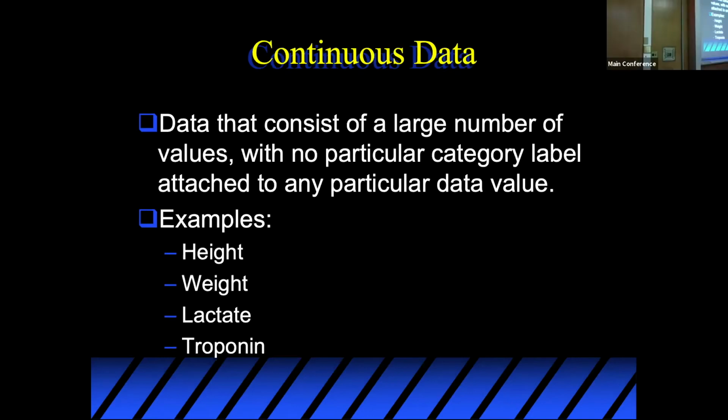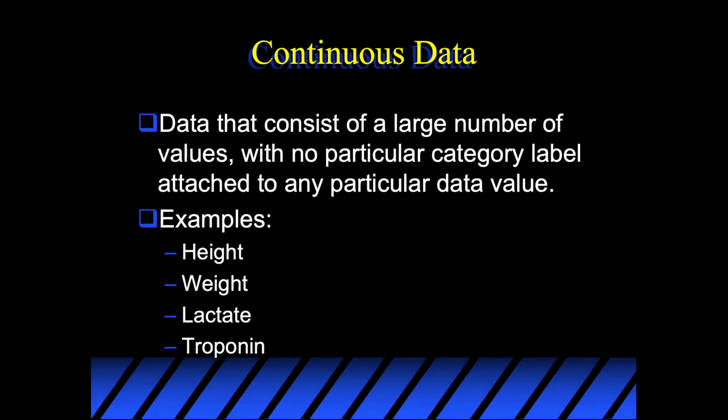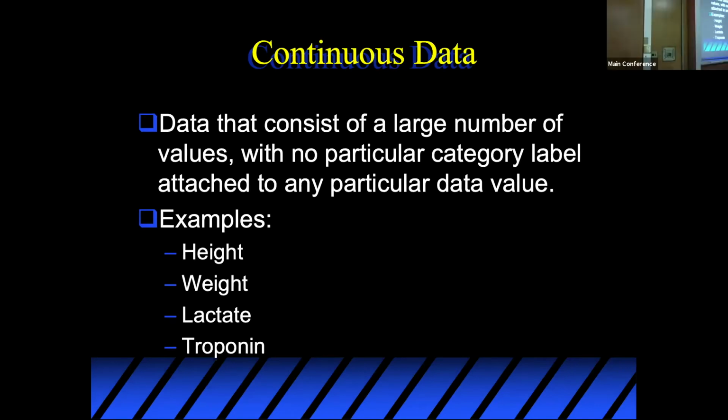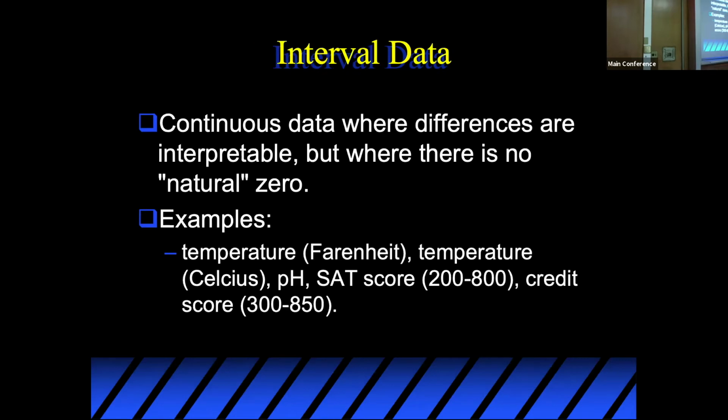So continuous data is from 1 to infinity, or 0 to infinity. It's that every interval between 7 and 8 is the same information as between 122 and 123. So the intervals are fixed, like a temperature scale. Height, weight, lactate, troponin are all examples of continuous data. Interval data does not have a natural zero. It's not so important, the difference between interval and ratio data. Ratio data, as we're going to talk about in a minute, has a real zero.